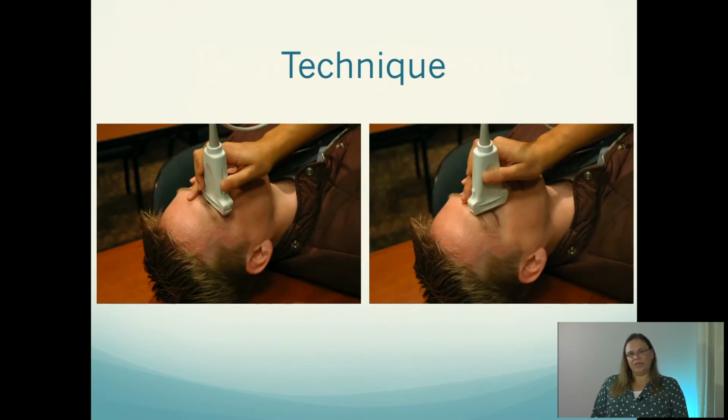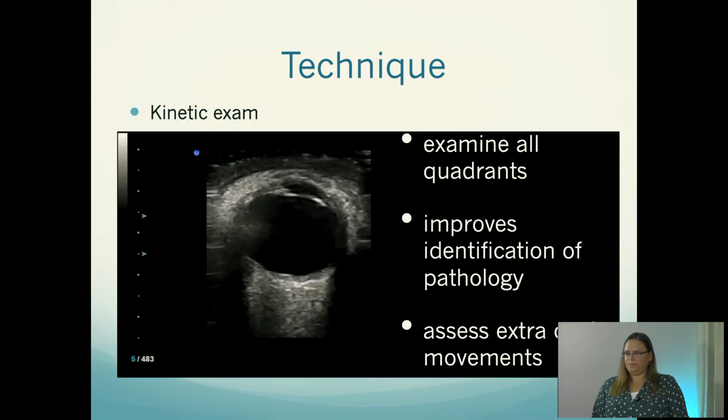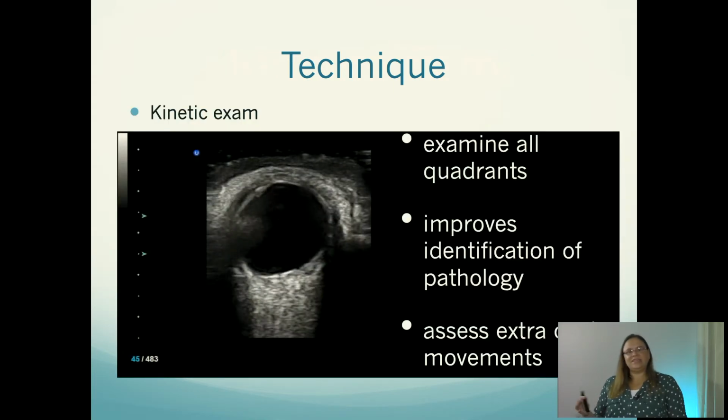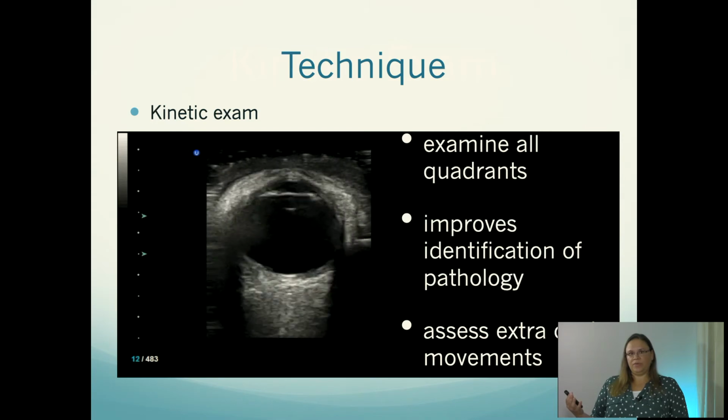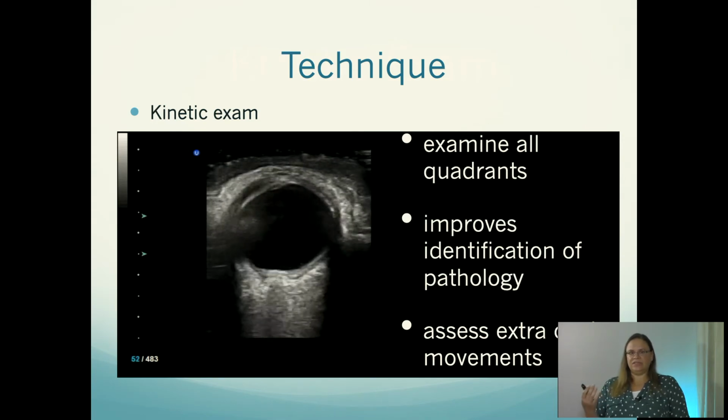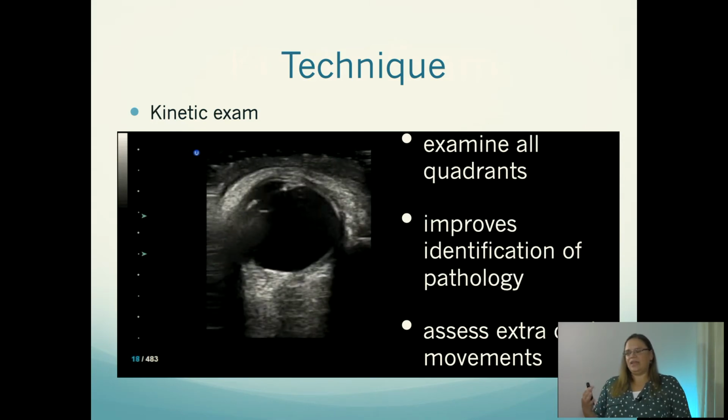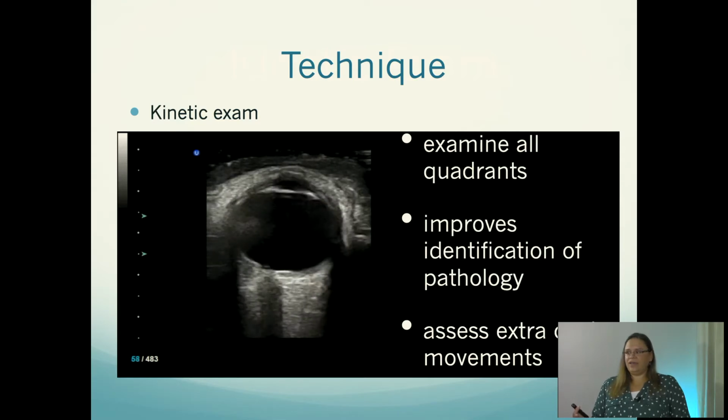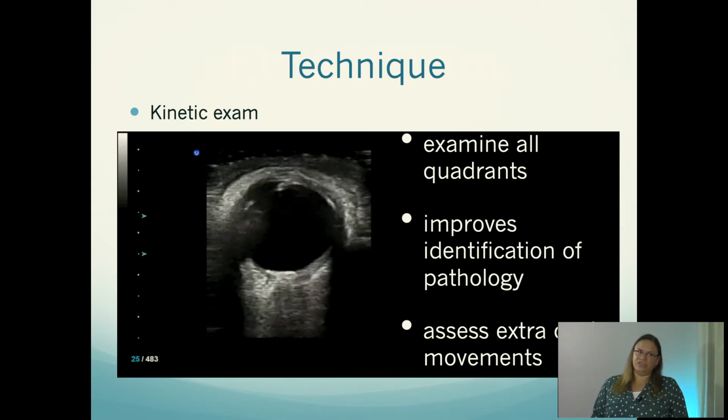And you're going to look in two planes. You're going to look in the long and short axis of the orbit. And remember, this is a kinetic exam, so you want to have movement with the eye. You want to have the patient moving their eyes left and right, up and down. That allows you to examine all quadrants of the eye and improves identification of your pathology.